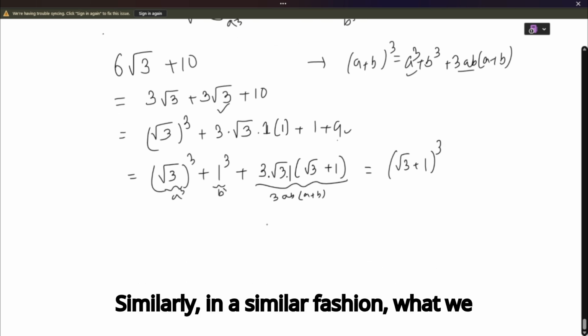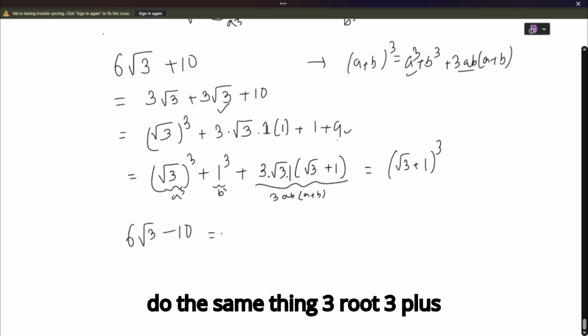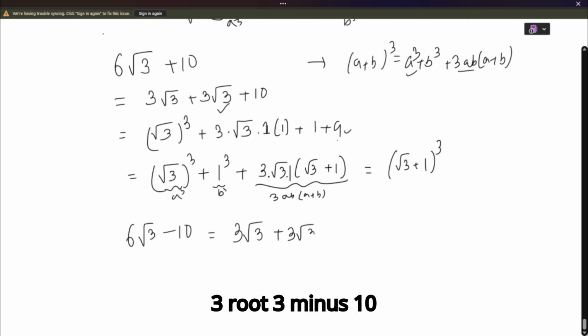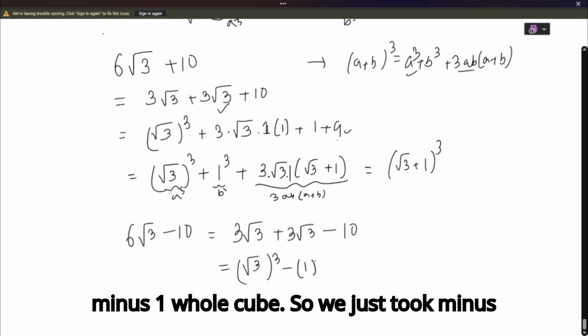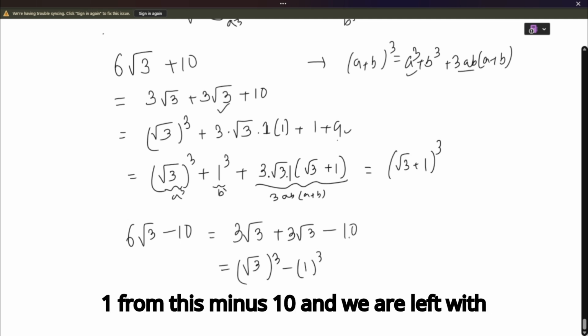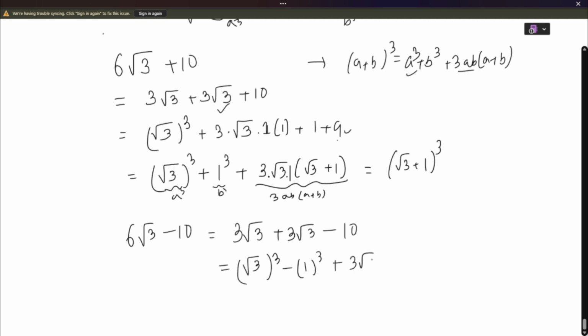Similarly, in a similar fashion, what we can do with 6 root 3 minus 10 is the same thing: 3 root 3 plus 3 root 3 minus 10, and now write this as root 3 whole cube minus 1 whole cube. So we just took minus 1 from this minus 10 and we are left with the minus 9. And then write 3 root 3 minus 9.